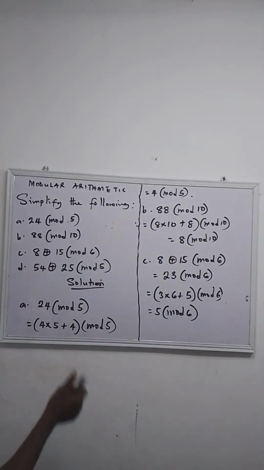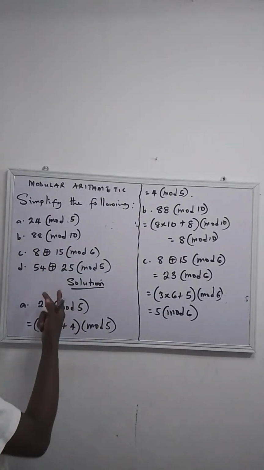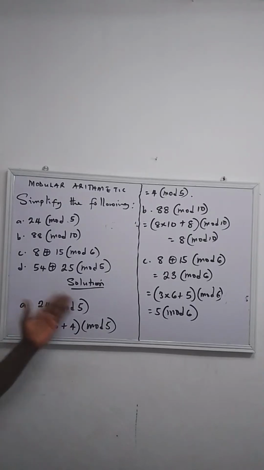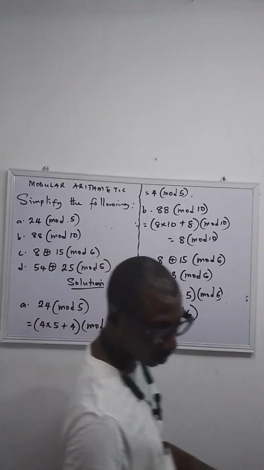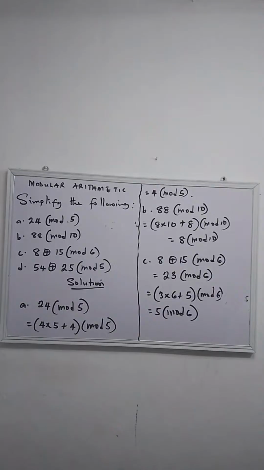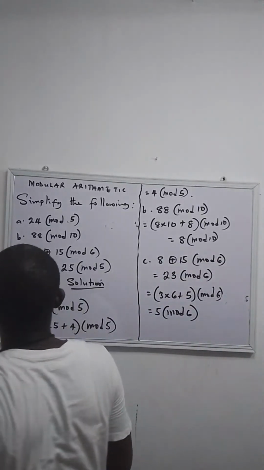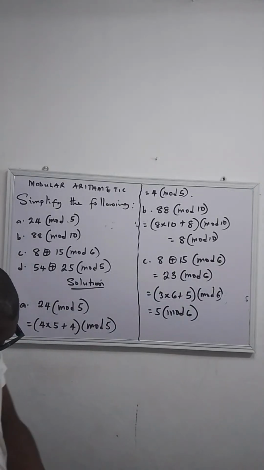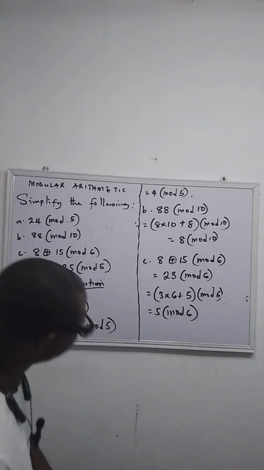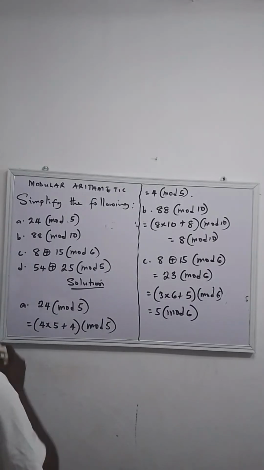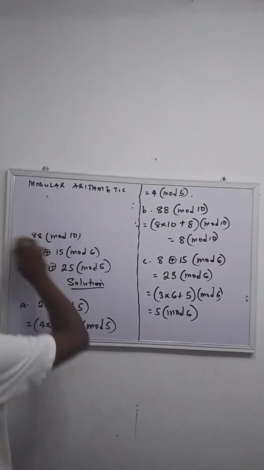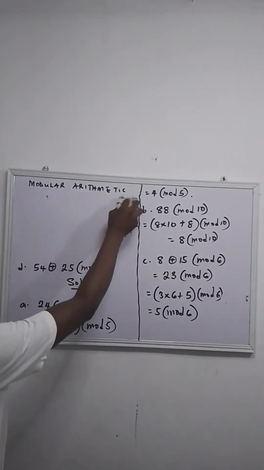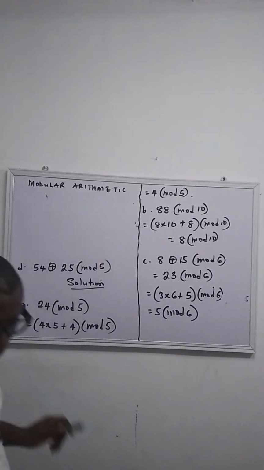Okay, so now let's look at the last one. Can you do the last one now and drop your answer in the comment section? Just follow the same procedure we have here. Try this and drop your answer in the comment section. Let's quickly do that before we move down to the next question. So we are doing D, this one, D.